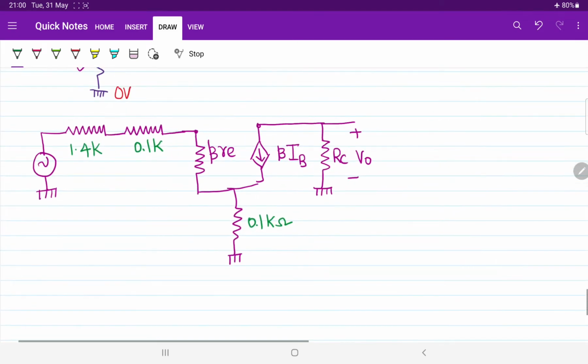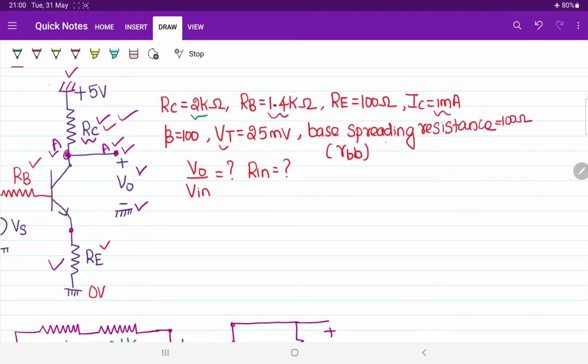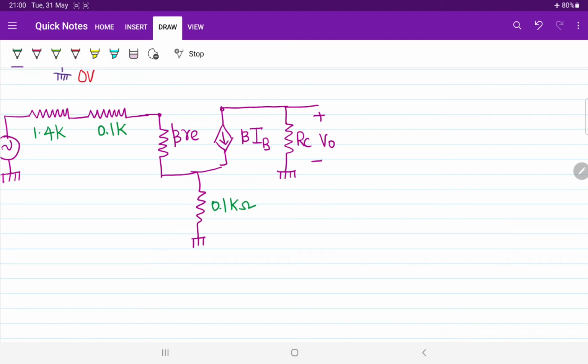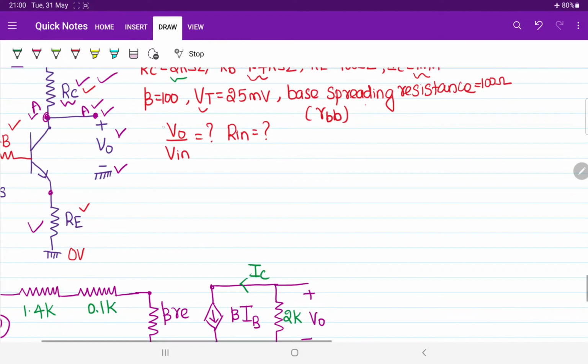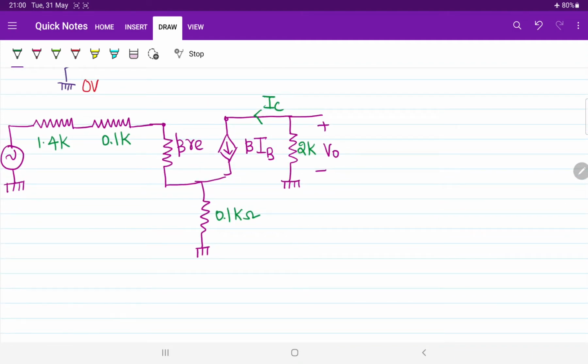What is the value of RC? RC is given as 2 kilo ohm. You can directly substitute. I am just simply writing 2K. And we know IC from here. We have to calculate two things: one is voltage gain, another one is input resistance. First, write down the relation for the output voltage.